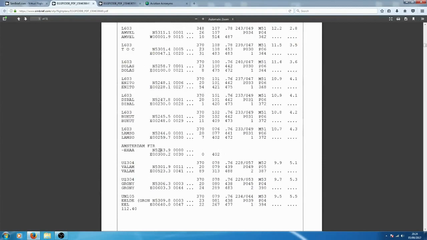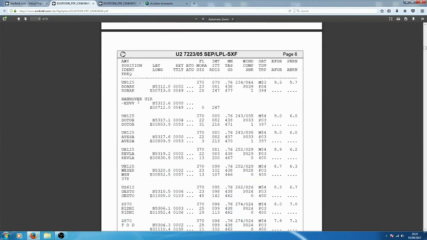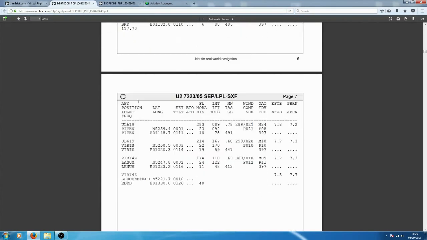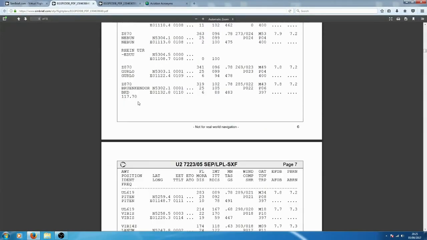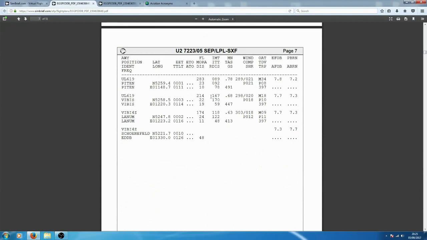Also as well, something good that you have on flight plans is it will say what FIRs you're going through, flight information regions. So on today's flight, we'll be going through the Amsterdam FIR, the Hanover UIR, and have I missed one? No, I haven't. And yeah, that's basically it.